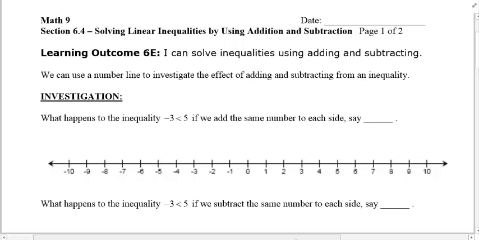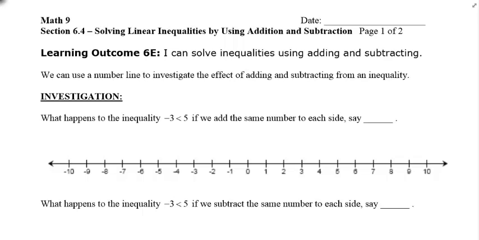So what happens to this inequality, negative 3 is less than 5, if we add the same number to each side? So what number do you want to add? I don't care. Let's try, I don't know, 1. So think about it. Here's negative 3 after starting, and here's 5. We know that it's less than, correct? If we were to add 1 to it, this is our new value now, negative 2. If we were to add 1 to it, 6. It's still the same inequality. Negative 2 is still less than 6.